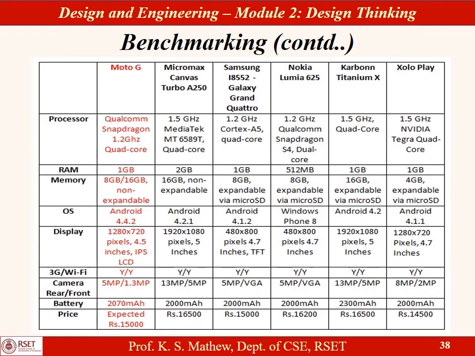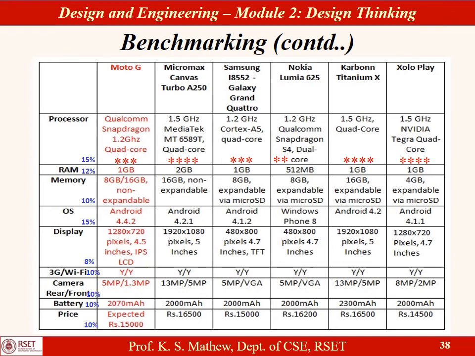So you can actually write what is the specification of each of the phones in terms of processor, RAM, memory, OS, display, camera, price, all that, which will help you to compare the products, right? You can even use stars. Instead of writing the actual specification, you can also compare and rank them by putting stars, 1 star, 2 star, 3 star, 4 star, and 5 star, etc. That way you will be able to compare the features of various brands of mobile phones.